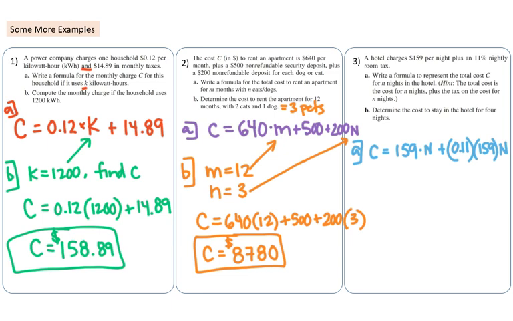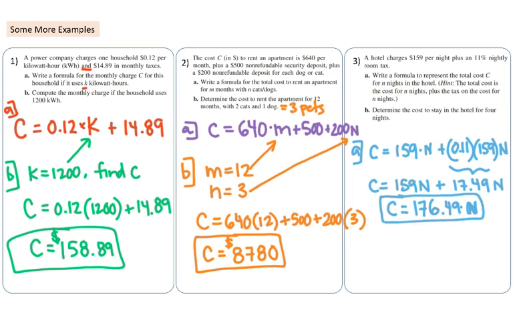Now, before we move on, we can simplify this a little bit. So let's do that. We've got 159n. Then we'll do this multiplication, 11% of 159, and it ends up being $17.49. That's our tax each night. And if we want, we can even combine those two by adding same with same. And we get a final equation that the cost is going to be $176.49 if that's the base rate for the hotel plus the tax. And we're going to multiply that by the number of nights that we stay. Okay, so that's part A.